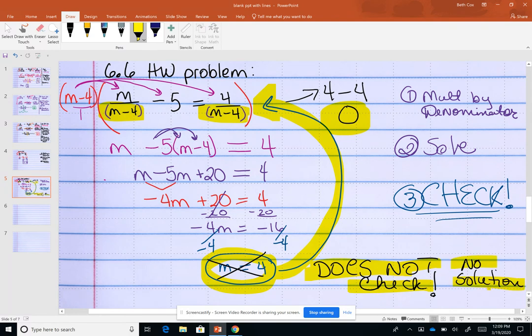Please make sure you understand that when I get 4 for this problem, that's the algebraic answer, but that is not going to work. And that's why it's so important. So this answer is no solution. We have the empty set for my answer. This one does not work.